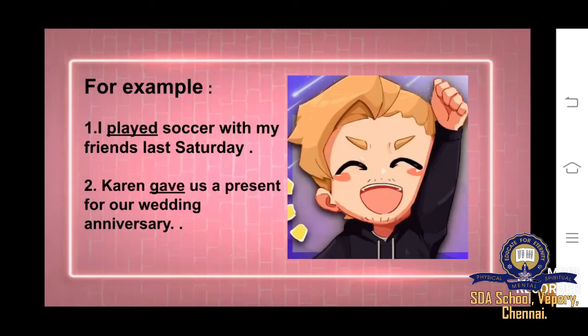For example, I played soccer with my friends last Saturday. Karan gave us a present for our wedding anniversary. The verb in the first sentence is play. We make the past form by adding ed to it. We do this for most verbs, but some verbs have special past forms. You see that in sentence number 2, gave. This is the past tense of the verb give.